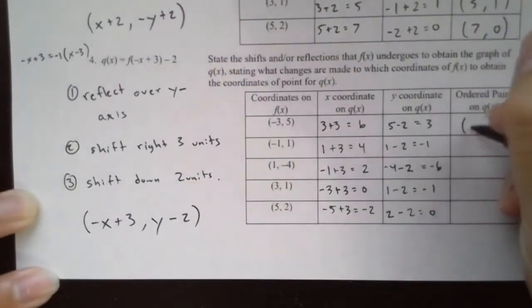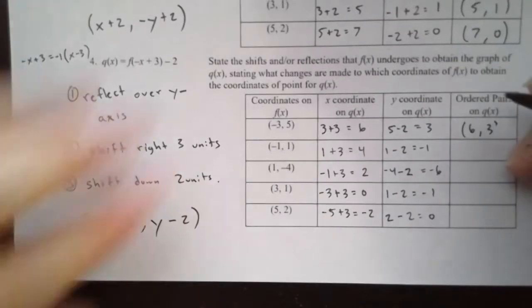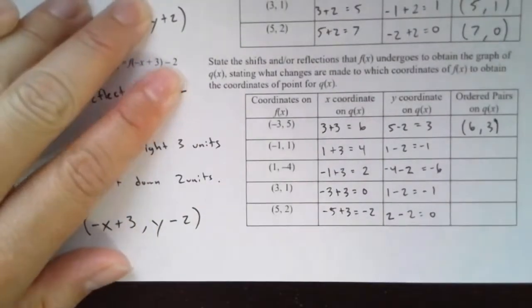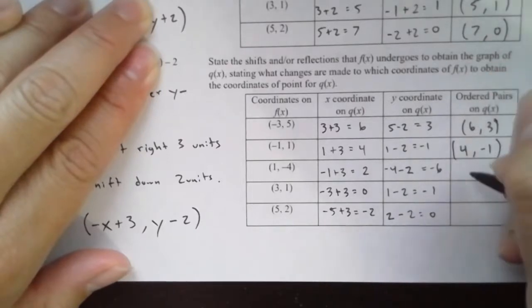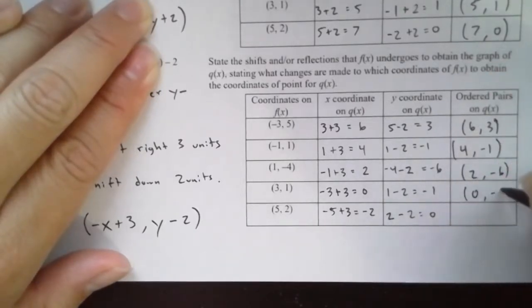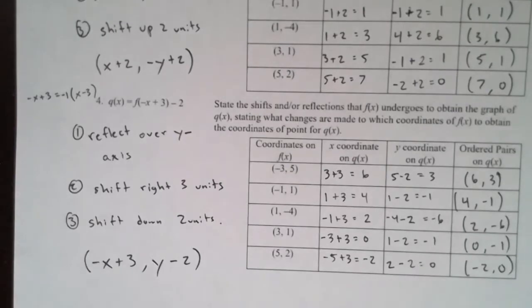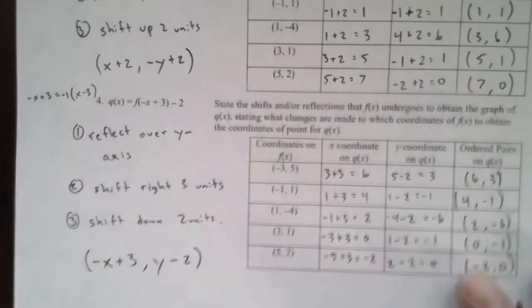Take the ordered pairs now. 6 comma 3, 4 comma negative 1, 2 comma negative 6, 0 comma negative 1, negative 2 comma 0. Okay, that's it for this. We got one more. It's concept 2, piecewise functions.